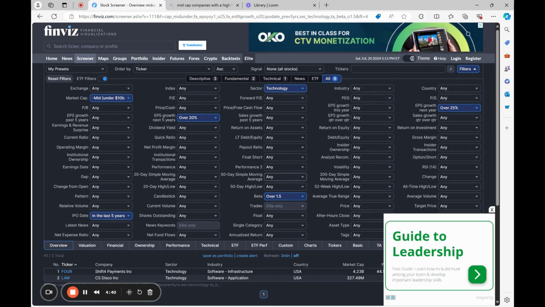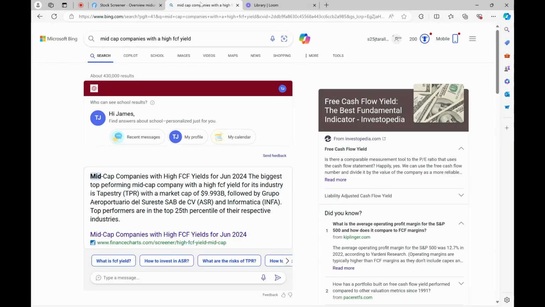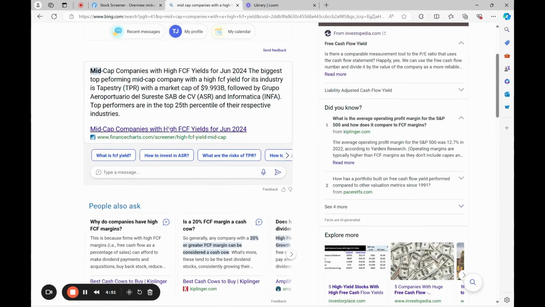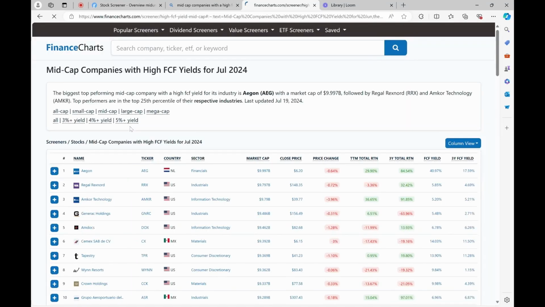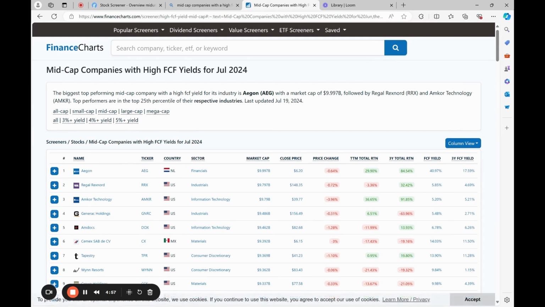And yeah, that's it. So the next thing we're going to do is move off of Finviz, and we're going to look up something like mid-cap companies with a high free cash flow yield, which we have conveniently already pulled up right here. This will bring up a site called financecharts.com, and it'll bring up a huge list of possible growth stocks that you might want to invest in.